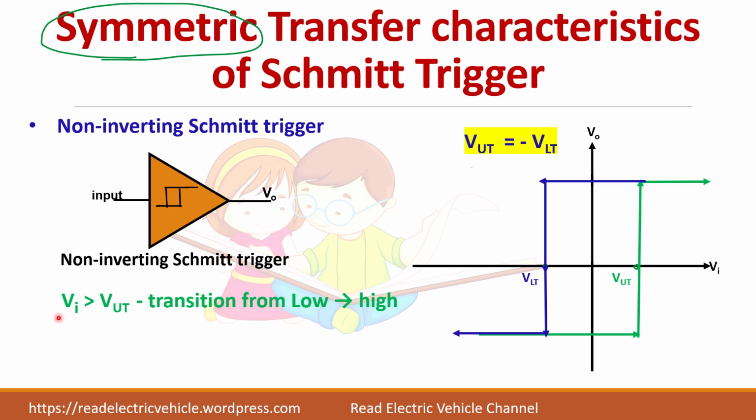So here, when the input is greater than the upper threshold, the output goes from low to high. When the input is less than the lower threshold, the output moves from high to low.